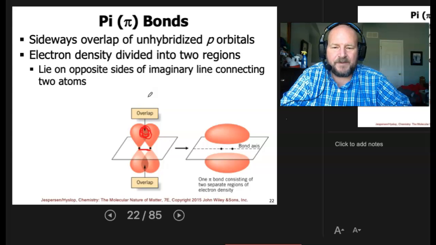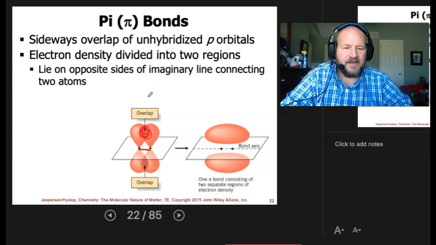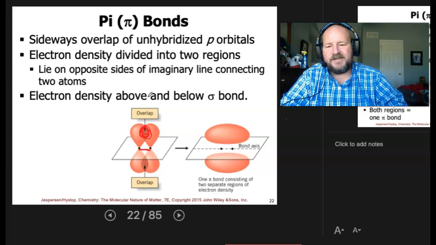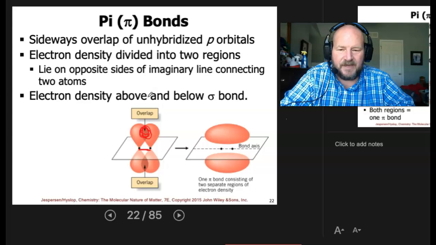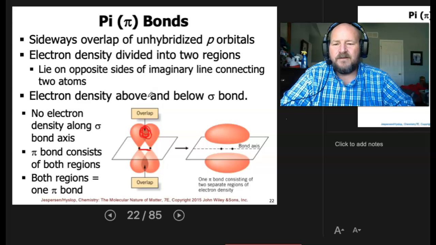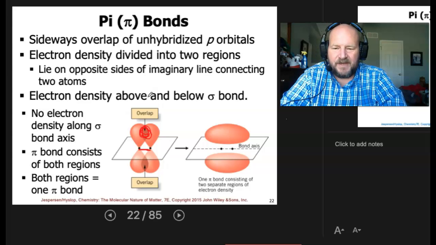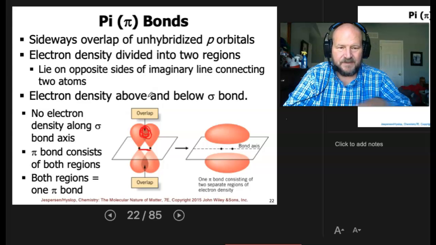It's going to lie on opposite sides of your imaginary connecting line. The electron density above and below is what's going to generate your pi bond. So it's going to be above and below the sigma bond, with no electron density along the sigma bond axis. The pi bond consists of both regions. Both regions equal one pi bond.